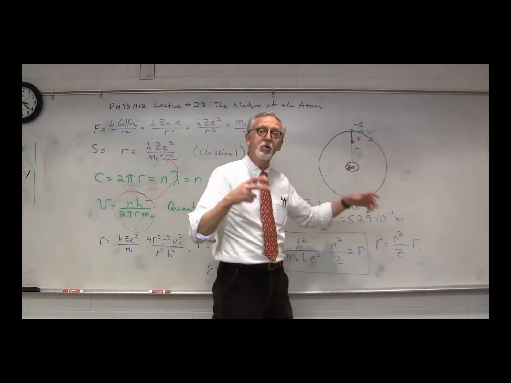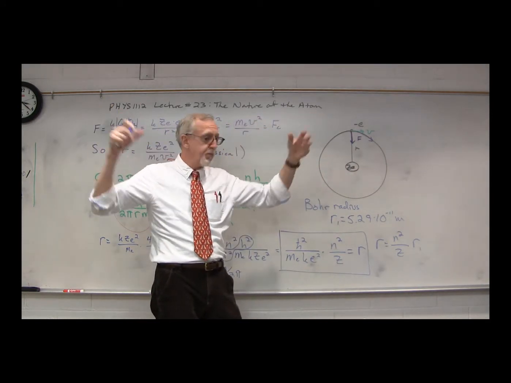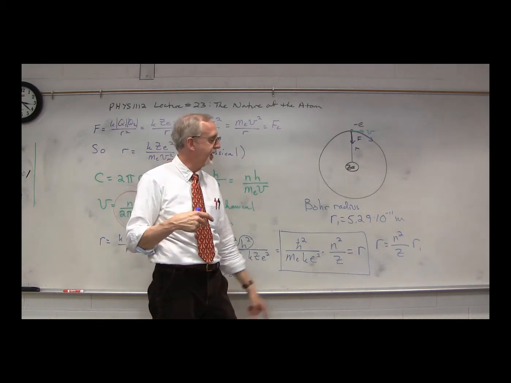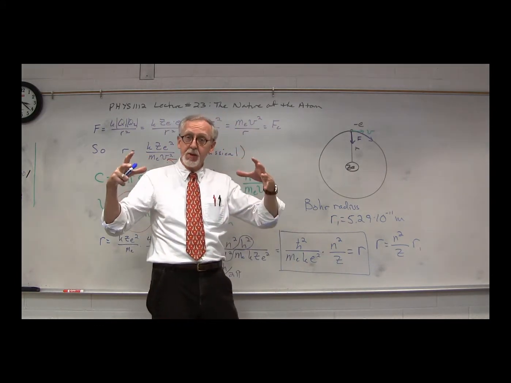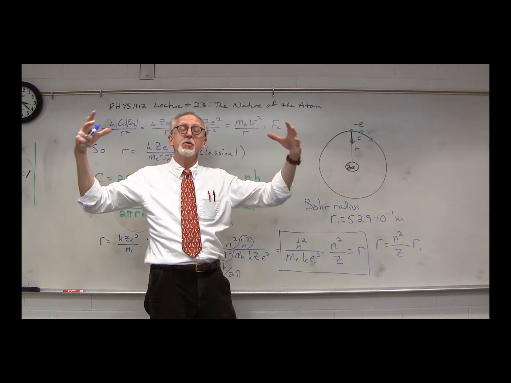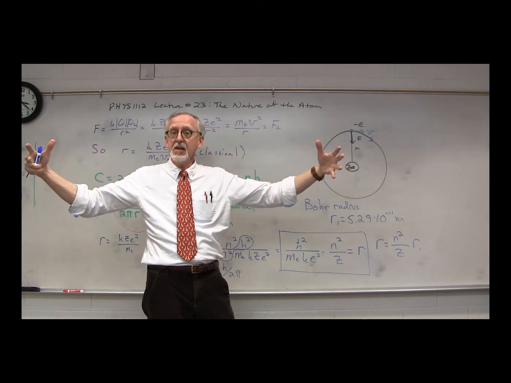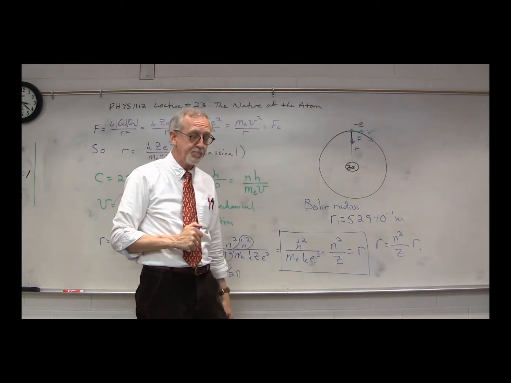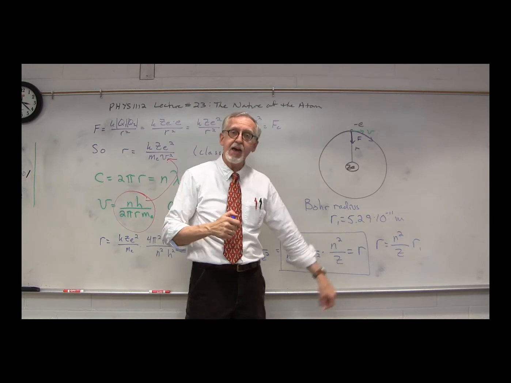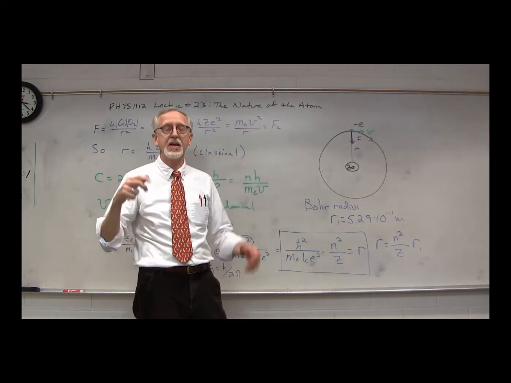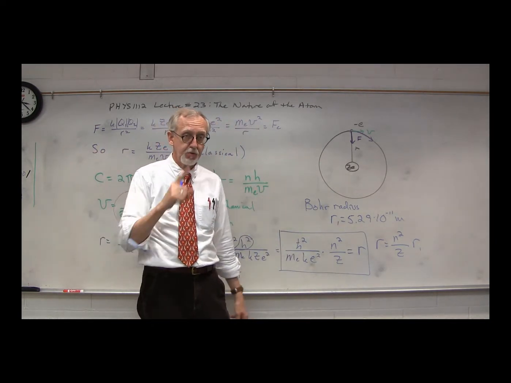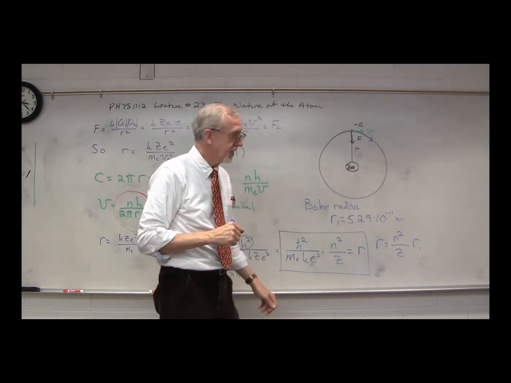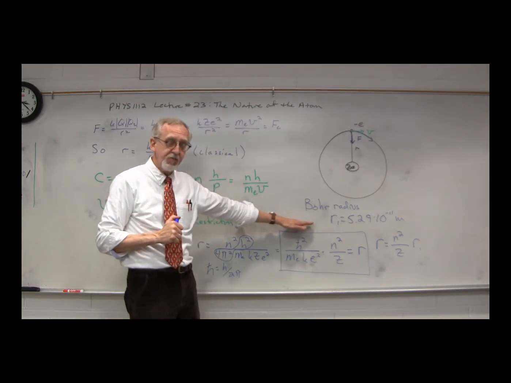But as you go to larger and larger orbits, they increase by n squared. So for hydrogen, the lowest orbit is R1. The next orbit is 4R1. The next one is 9R1, then 16R1, 25R1. So the radii get large very, very rapidly. Keep in mind that as we increase n, we're increasing the number of wavelengths that will fit in those circumferences, in those orbits. Okay, very good.